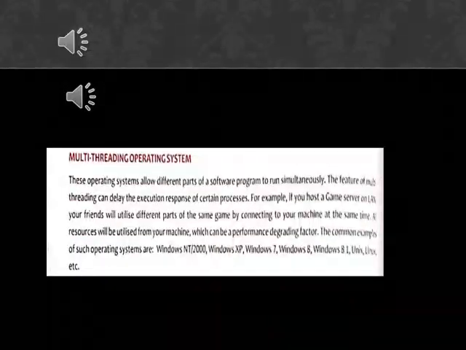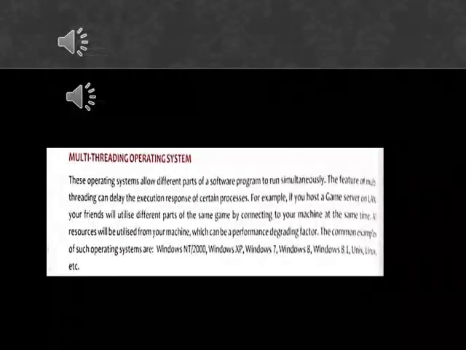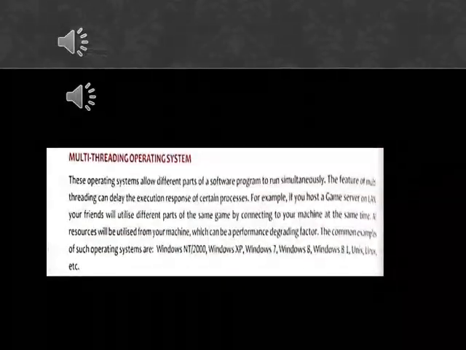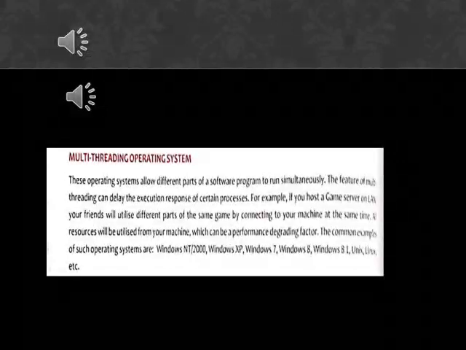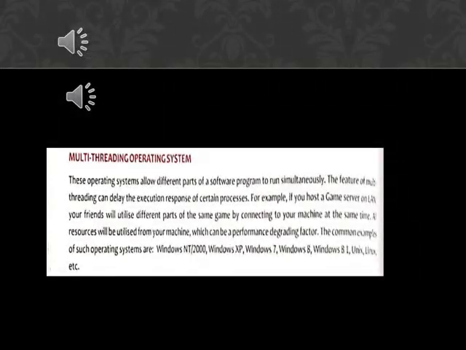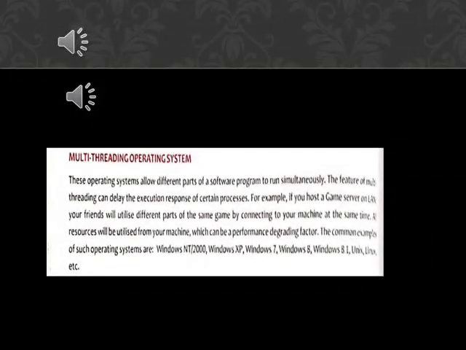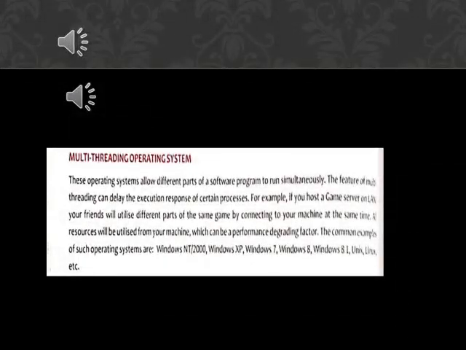Let's talk about the multithreading operating system. These operating systems allow different parts of a software program to run simultaneously. What does it mean? Suppose there is one process and there are different tasks related to this process running simultaneously. All these tasks run smoothly due to the multithreading operating system. Now, the feature of a multithreading operating system can delay the execution response of certain processes.